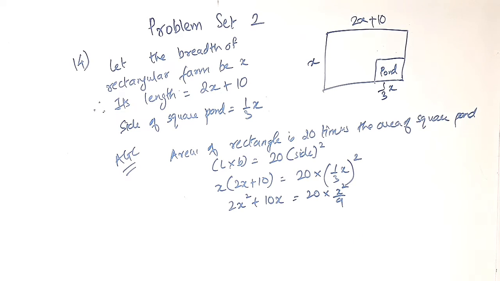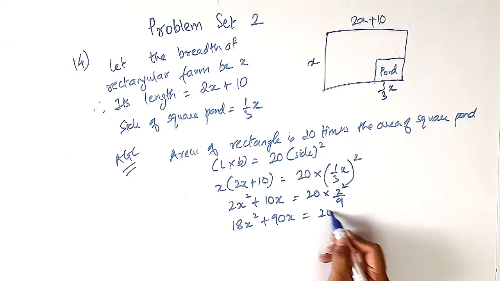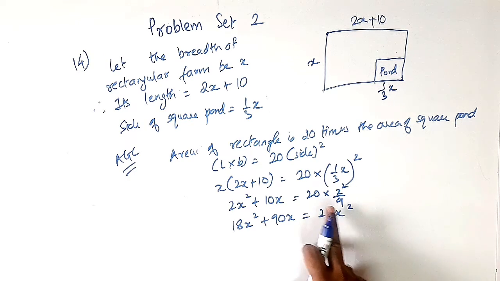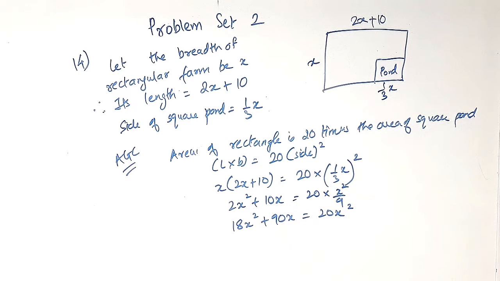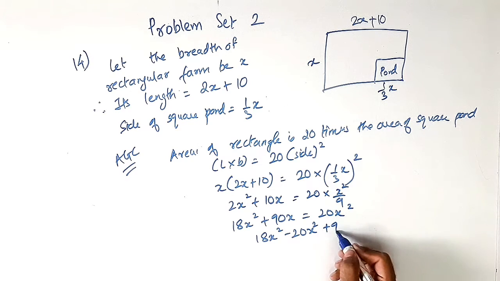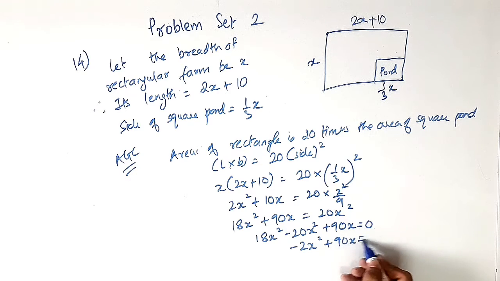Correct? The first thing I have to do is I don't want this 9, so I'll multiply the whole equation by 9. This will become 18x square, this will become 90x, and this only 20x square will remain. 9 will get cancelled. This is multiply, so don't multiply 9 with 20. Now very simple, you are getting 18x square and 20x square, so I'll write it like this, plus 90x is equal to 0. So this is minus 2x square plus 90x is equal to 0.